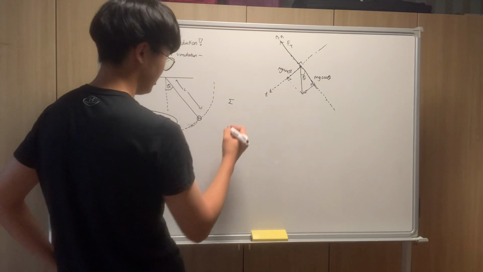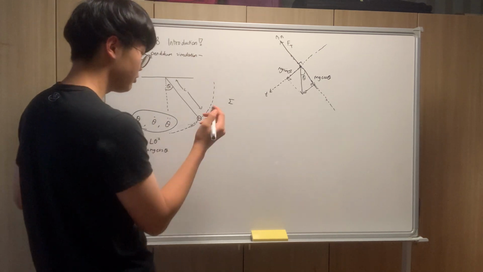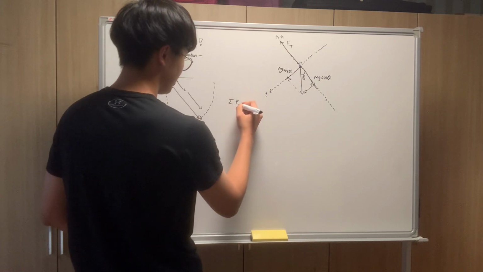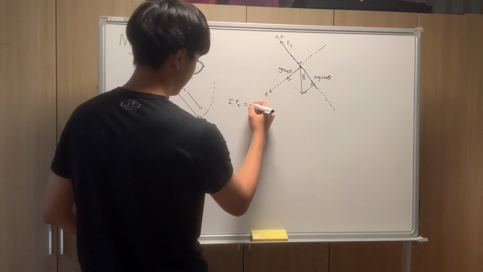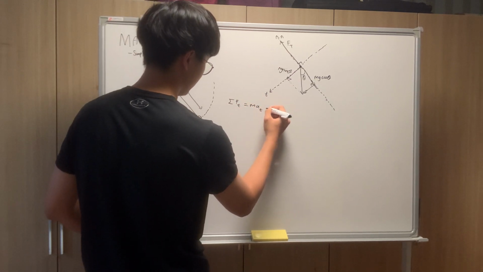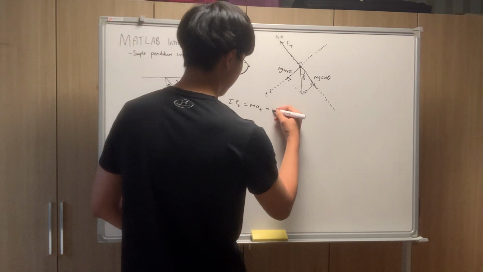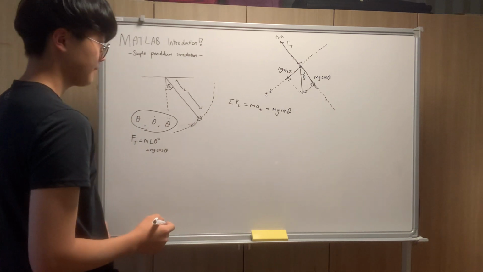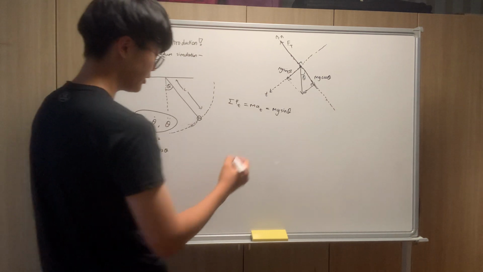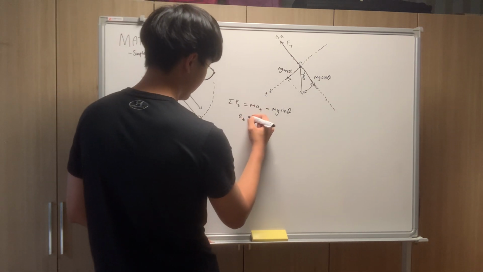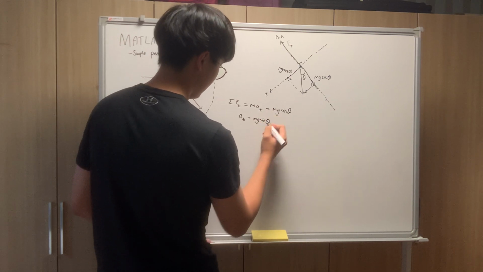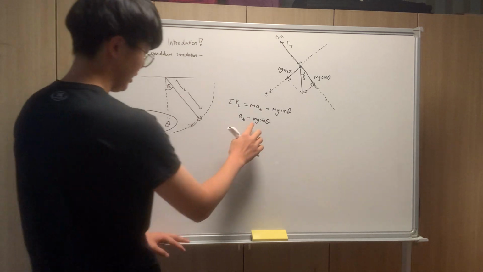And so for net force, again referring to Newton's second law, we have the force in the tangential direction is equal to mass times acceleration in the tangential direction, which is equal to mg sine theta. Alright, that's easy. Then we get acceleration in the tangential direction is equal to g sine of theta.